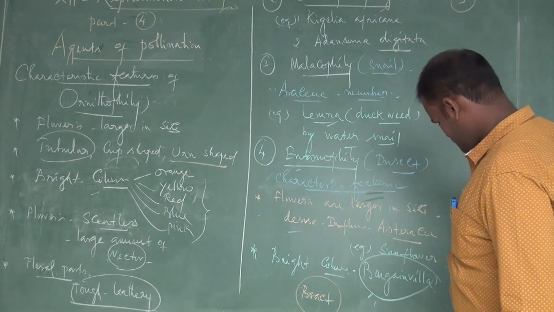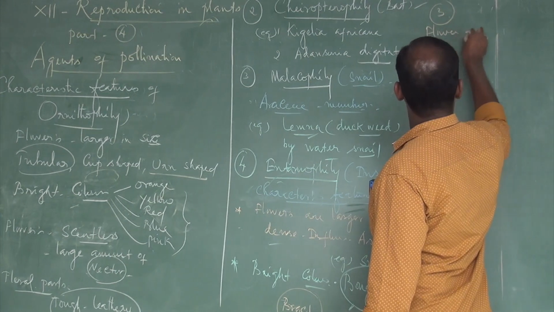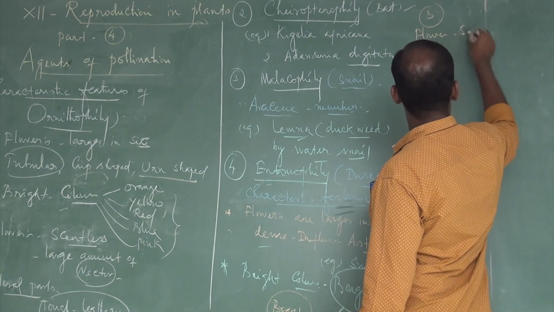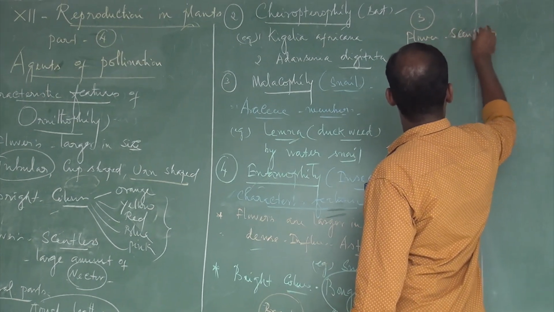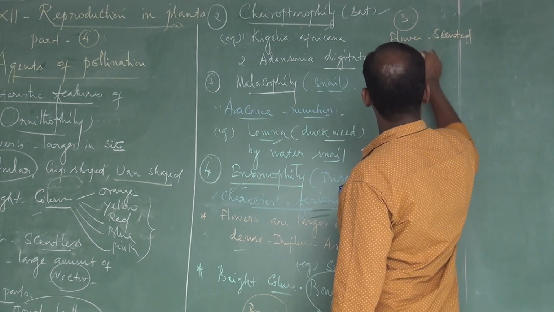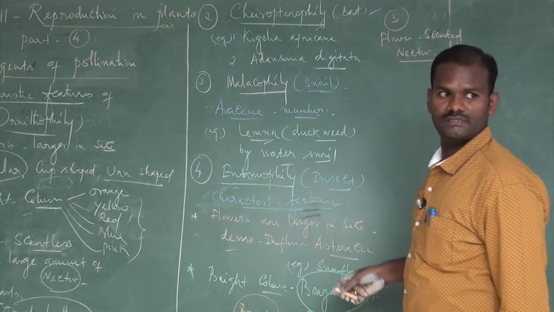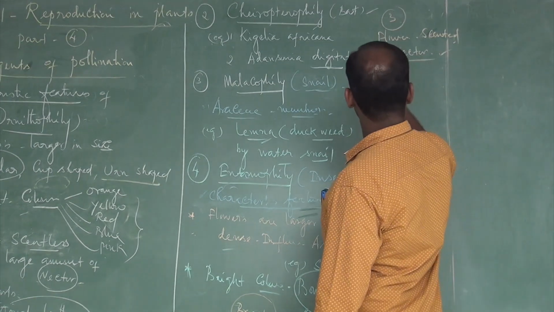The third one is flowers are scented and produce nectar. It's the third characteristic feature.